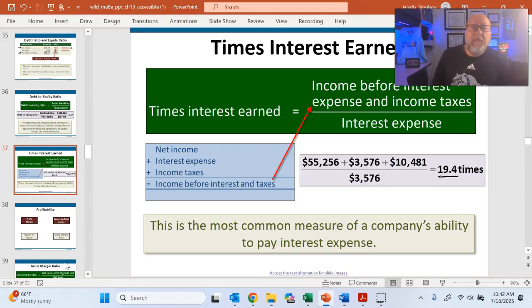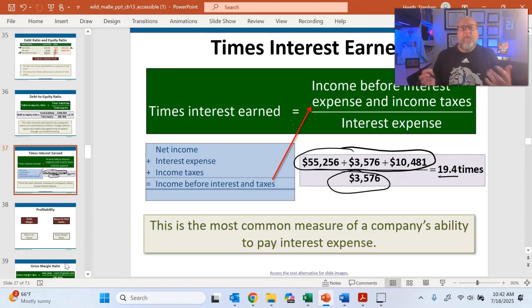This particular company's got 19.4, meaning this is all of its income before interest expense and income taxes, and this is the interest expense. So we're substantially higher. And if you're lending a company money, you would feel pretty good at the moment that the interest expense is substantially lower than the amount of income that the company's making.